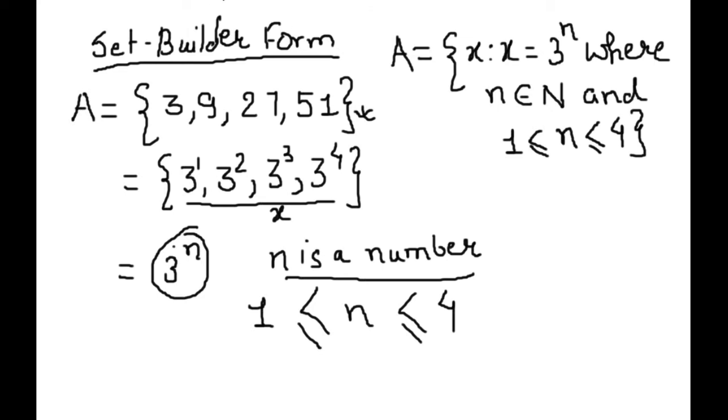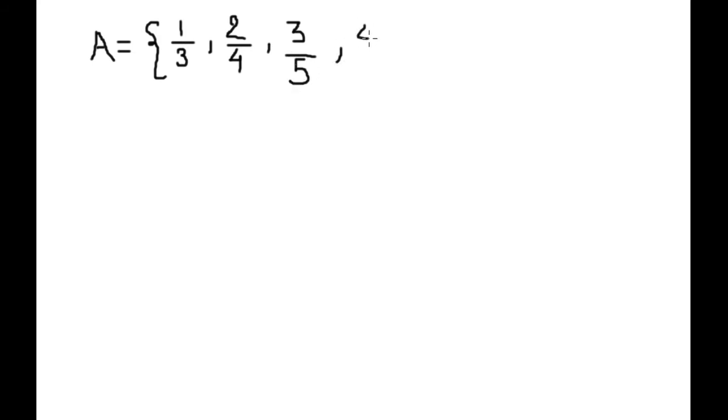Let's see another example. Let A be equal to 1 by 3, 2 by 4, 3 by 5, 4 by 6, 5 by 7. I'm not doing any kind of factorization. I'm just writing a form of set.